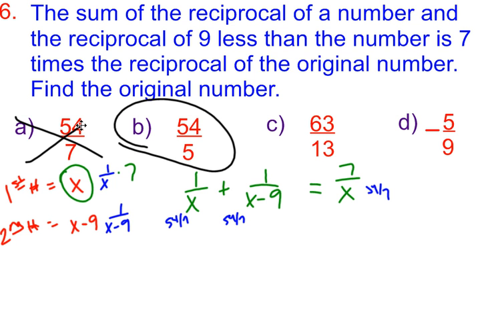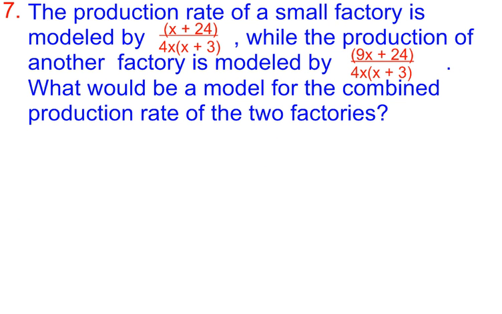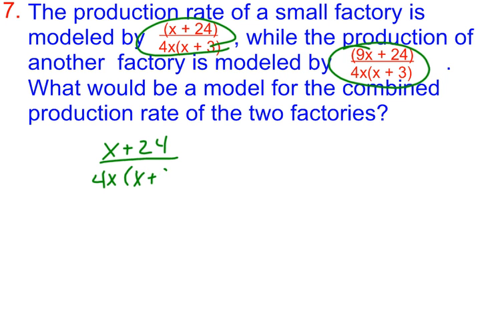If you did not get that, I want to help you with how you use your calculator so you can get that next time. The last one we're going to do says the production rate of a small factory is modeled by x plus 24 over 4x times x plus 3. The production of another factory is modeled by 9x plus 24 divided by 4x times x plus 3. What would be a model for the combined production rate of the two factories? When they say combined production rate, they literally just want you to add this plus this. They make it seem more complicated than that by their wording, but that's really all it means. So I would write this out as an addition problem.